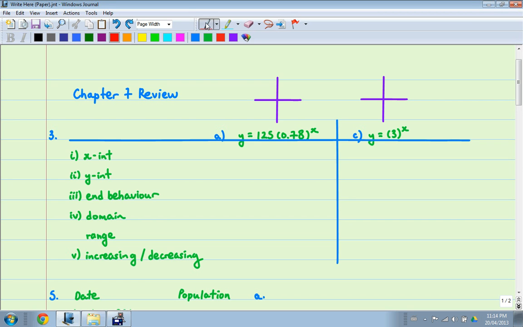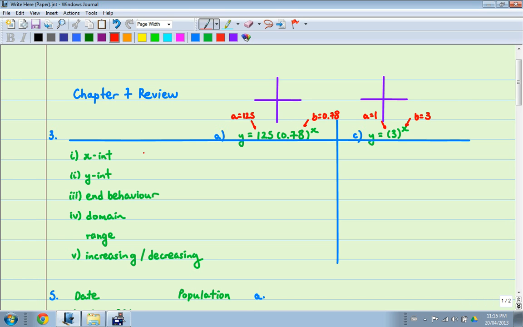So we're going to look at, first of all, the a and b values of each one. So you can see the a value here is 125 and the b value is 0.78. And for question C here, this a value is going to be 1 and the b value will be 3.